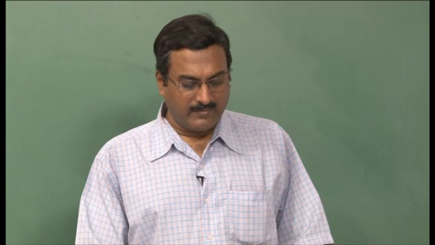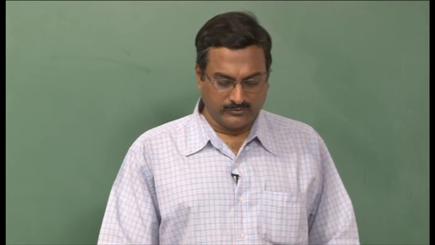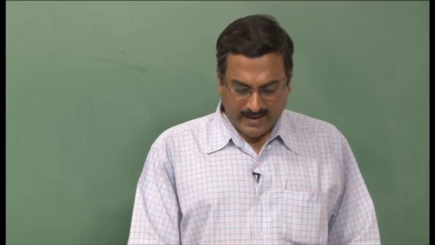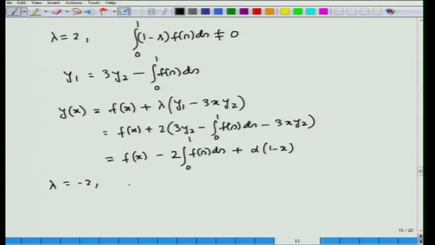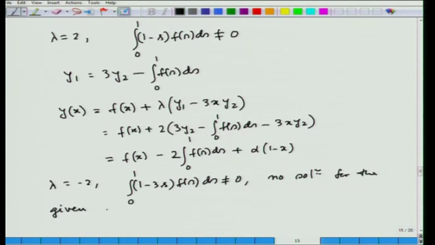So, in this case we will have an infinite number of solutions. And for lambda equal to minus 2, if this condition is satisfied, that is integral 0 to 1 of (1 minus 3s) f(s) ds is not equal to 0, then there does not exist any solution for the given equation.